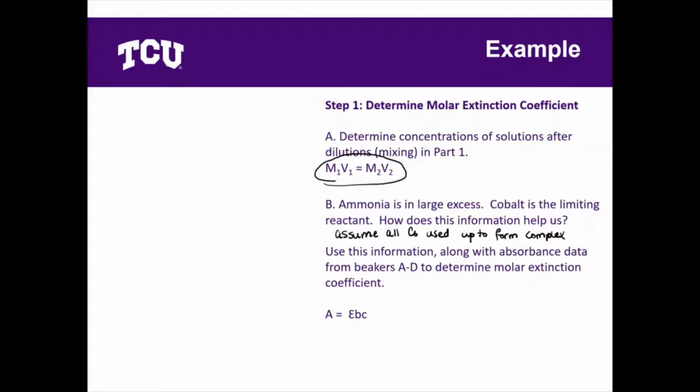That also means I can use stoichiometric relationships to say, okay, if all my cobalt was used up, I know I have this many moles of cobalt after I figure out my new concentrations, my volume of cobalt that went in and my new concentration. I can figure out my moles of cobalt. I can then stoichiometrically convert that to my moles of my complex, and then that to the concentration of my complex.